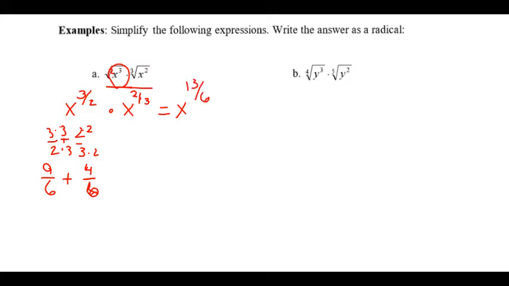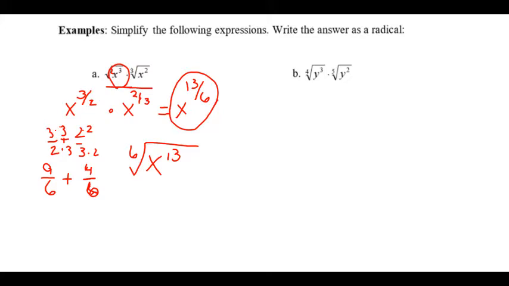And then the final thing is they want you to write it as a radical, so we're just going to take this out of exponential form and put it in radical form. Remember, your denominator is always your index, so that's the number outside the radical. And then your numerator is your power. So we have x to the 13th on the inside, and my index is 6. So it's the 6th root of x to the 13th.